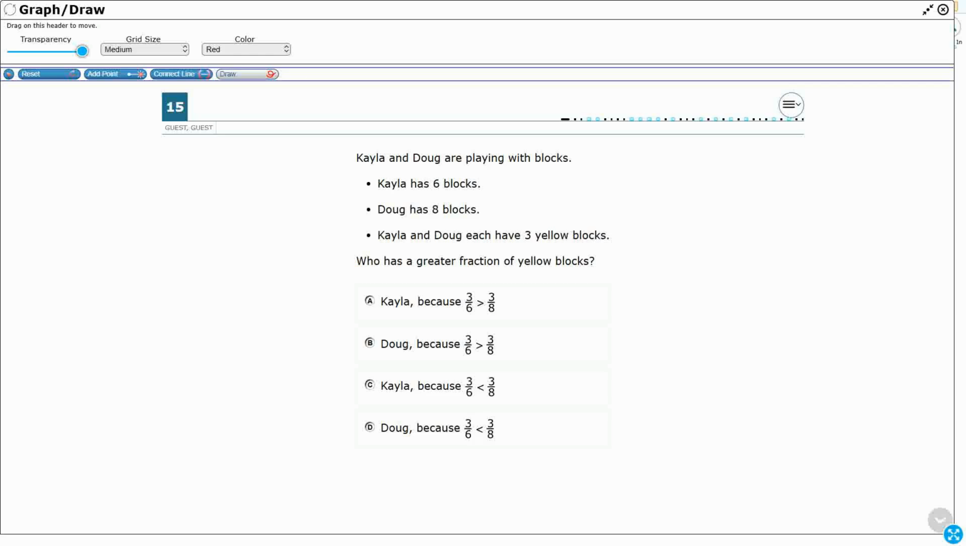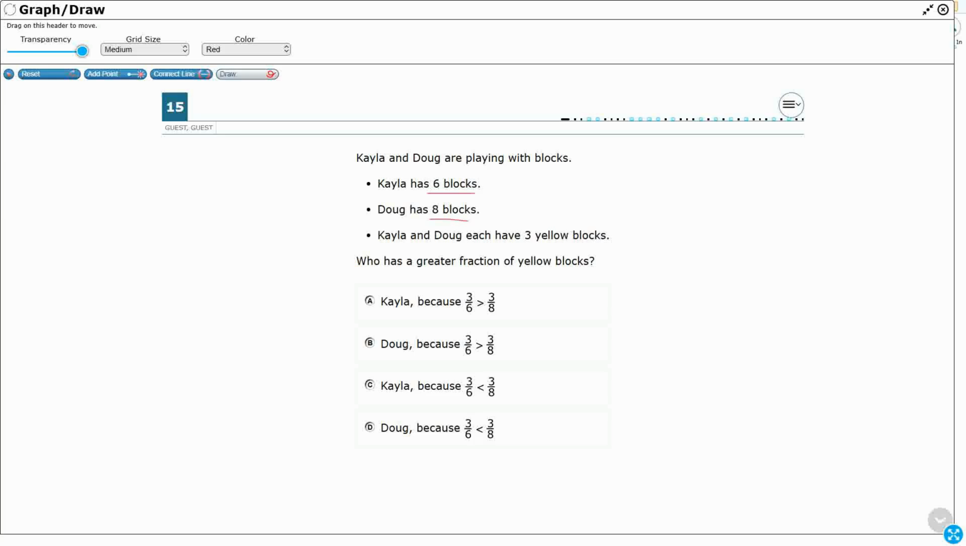All right, so we've got Kayla and Doug playing with blocks. Kayla's got 6. Doug's got 8. All right, and so Kayla and Doug each have 3 yellow blocks. Now, which has got the greater fraction of yellow blocks? Well, let's see if we can figure out how to compare these fractions.